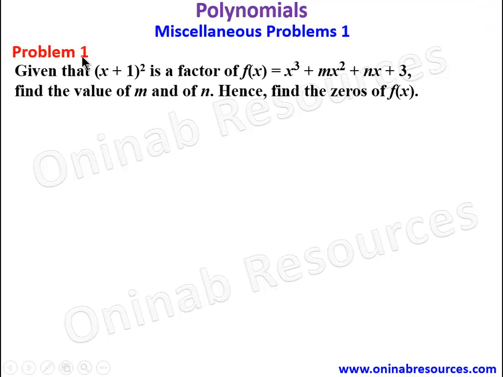So we start the first problem. Given that (x + 1) all squared is a factor of f(x) = x cubed + mx squared + nx + 3, find the value of m and of n. Hence, find the zeros of f(x).